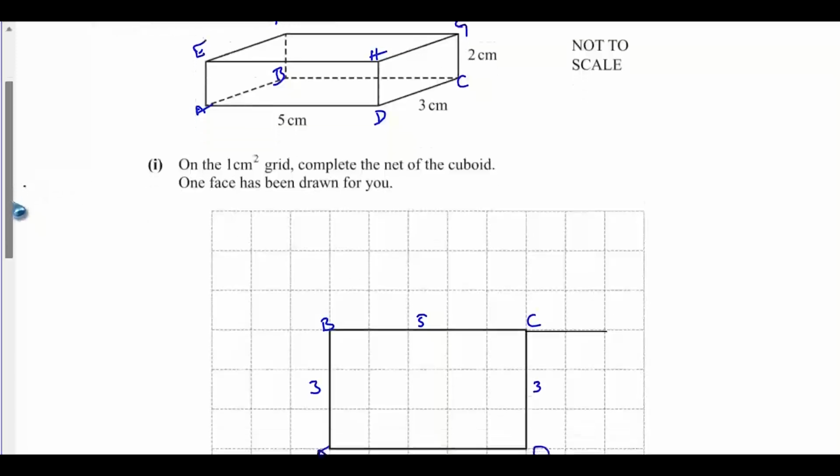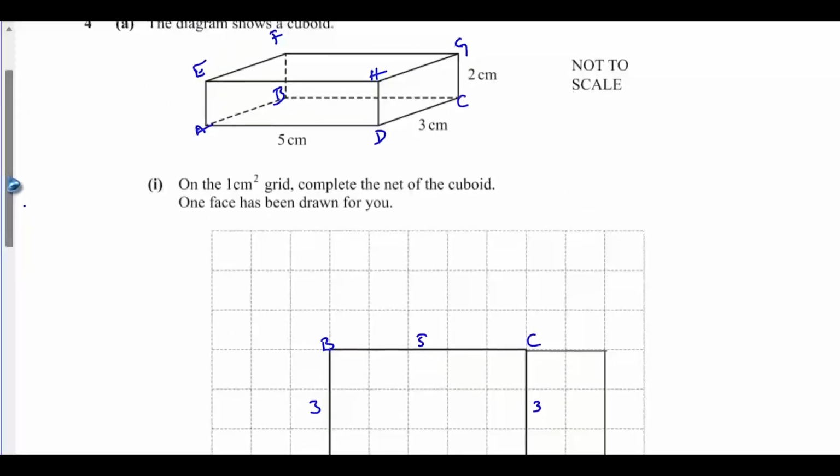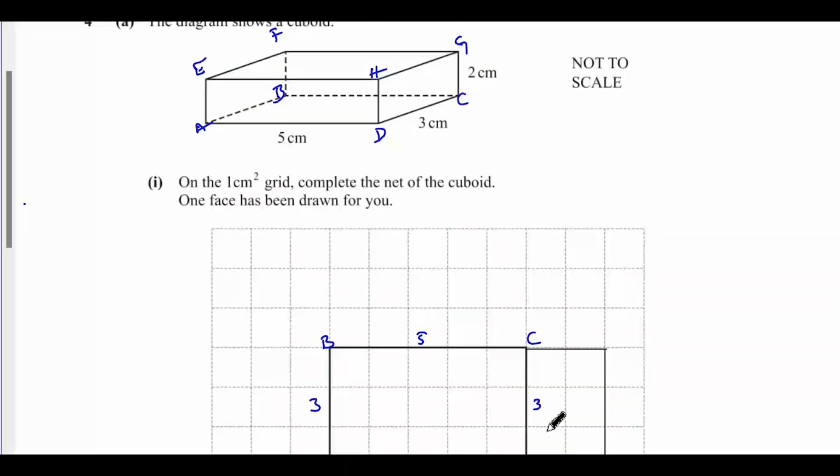Let's scroll up a little bit so we complete the other one. So it will be something like this. Okay, then we can complete this like this. So we are good to go. So I can label this. So I already have C, D, then G will be here, then H will be somewhere here. Okay, so let's roll up.